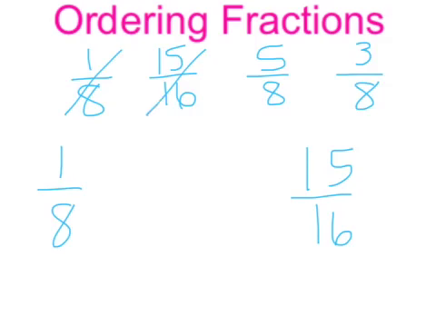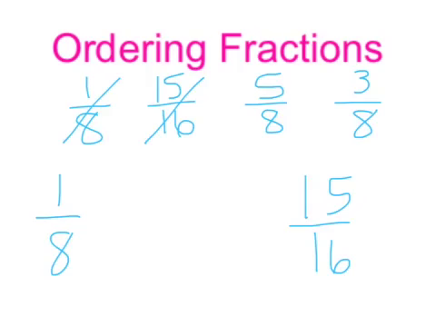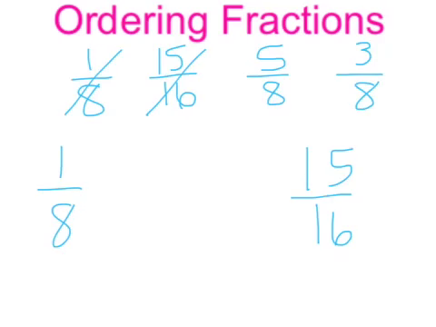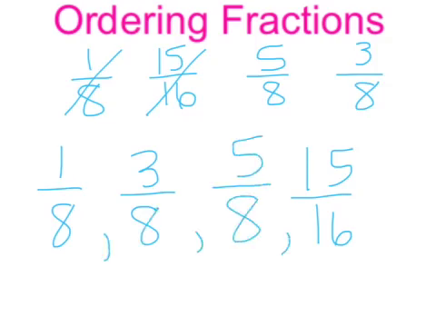Now we have to compare 5/8 and 3/8. And this is pretty simple. Since their denominators are the same number, all we have to do is look at the numerator and see which one of those is bigger. 3/8 is smaller than 5/8 because 3 is smaller than 5. So the next smallest fraction is 3/8, and the next fraction is 5/8, leaving once again the biggest fraction to be 15/16.